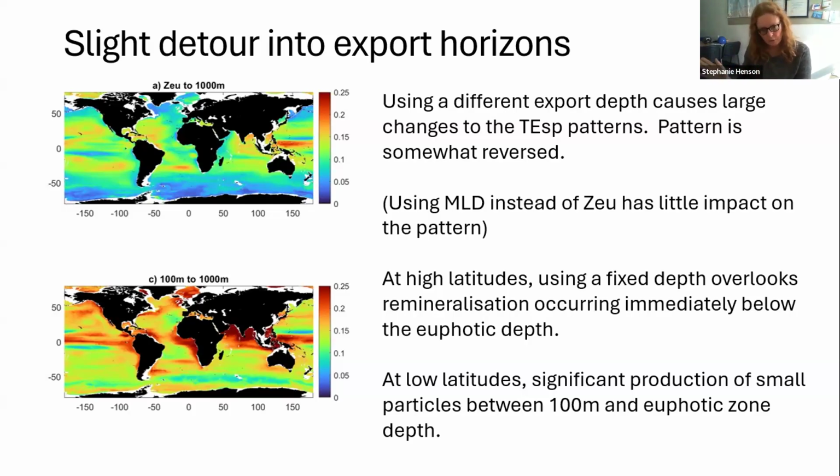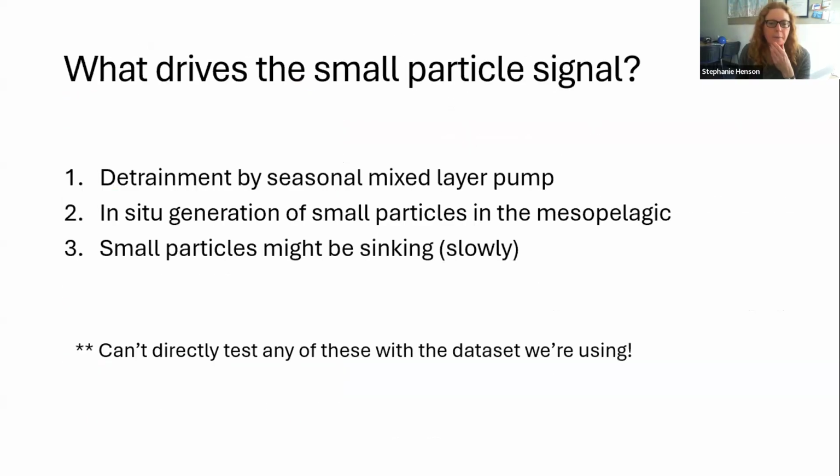So, a slight detour there into export horizon. The export horizon that you choose does matter to the results that you get. But we're going to stick with the euphotic zone depth for the rest of the talk. So in terms of thinking about that spatial pattern that you see in the top left there of the small particle ratio, think about what drives that pattern.